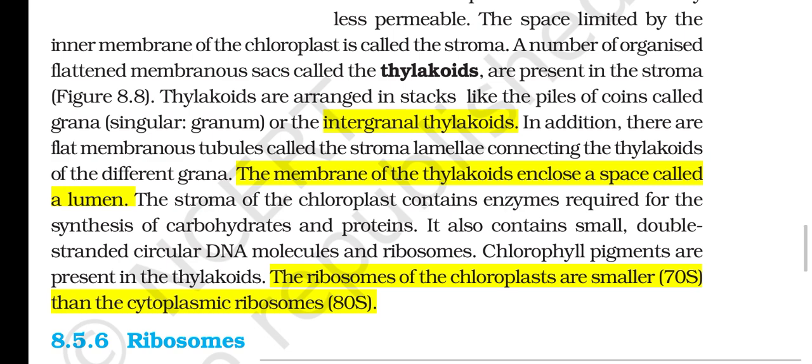The stroma of the chloroplast contains enzymes required for the synthesis of carbohydrates and proteins. It also contains small double-stranded circular DNA molecules and ribosomes. Chlorophyll pigments are present in the thylakoids. The ribosomes of the chloroplast are smaller (70S) than the cytoplasmic ribosomes (80S).